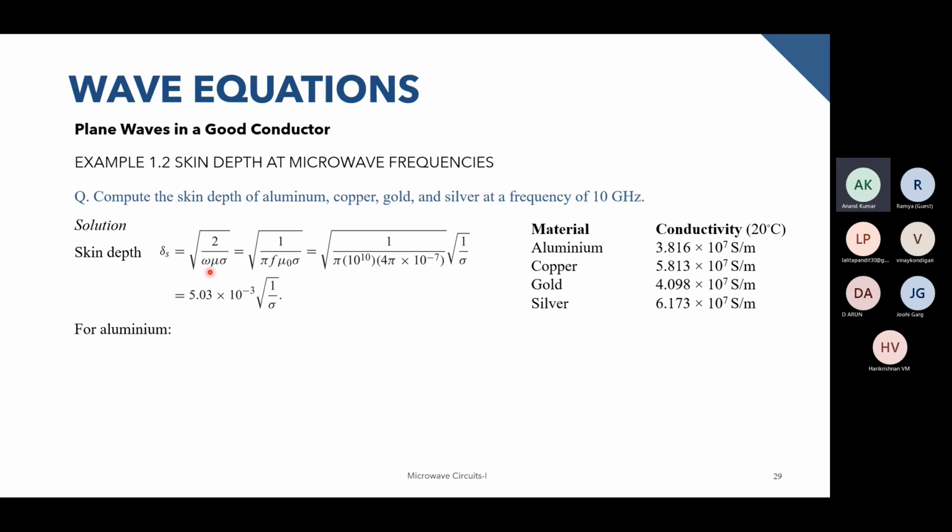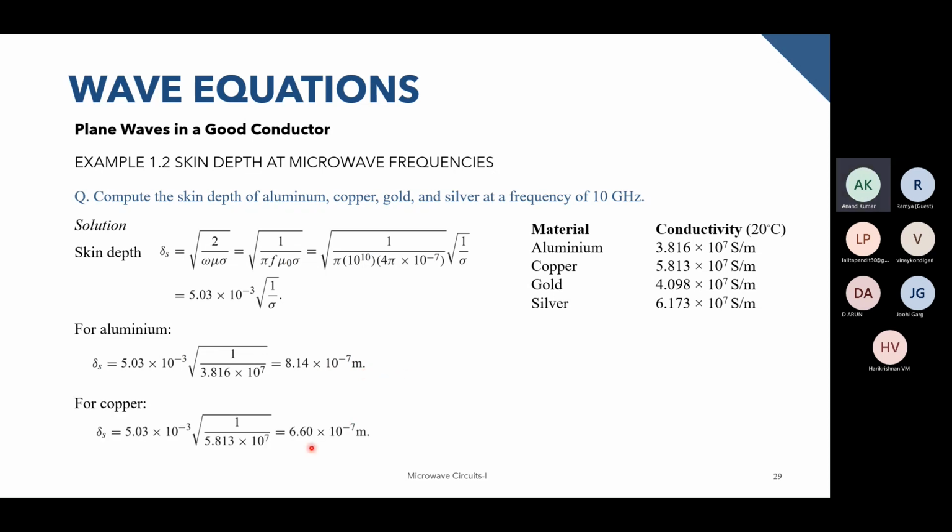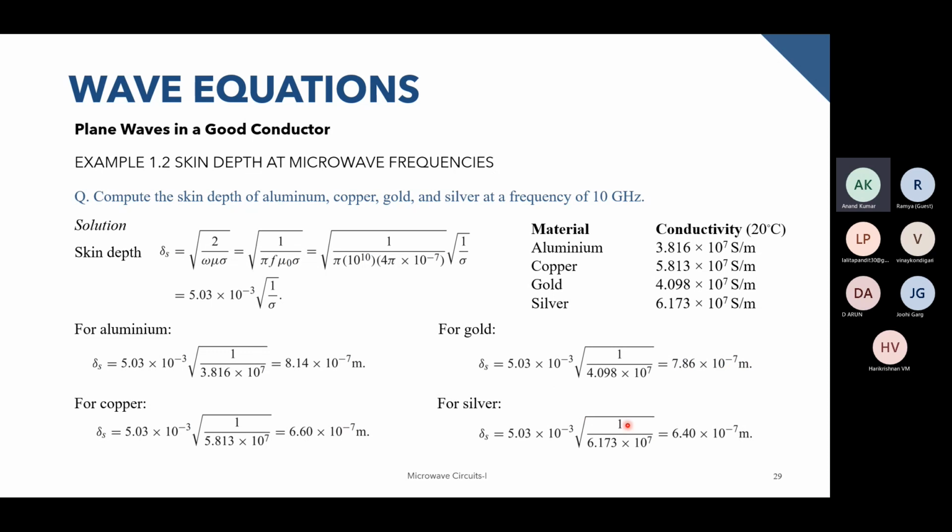For aluminum, the conductivity is listed over here as 3.81. We put in that value, and definitely not mental maths for me, but put in the values on the calculator, and you will get the skin depth as 8.14 into 10 power minus 7 meters. Similarly, we do it for copper and we get the value as 6.60 into 10 power minus 7 meters. For gold, we get 7.86 into 10 power minus 7 meters. And for silver, we get 6.4 into 10 power minus 7 meters.